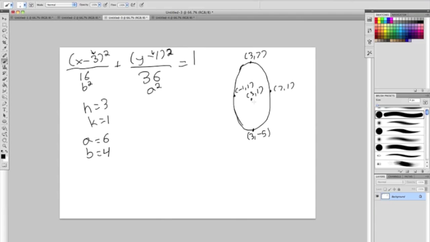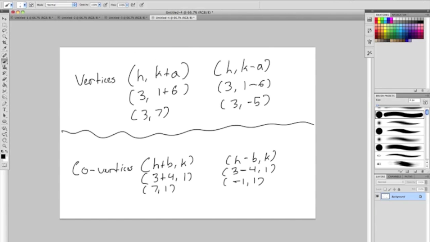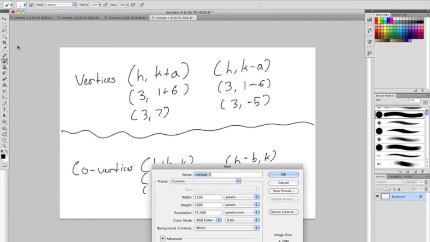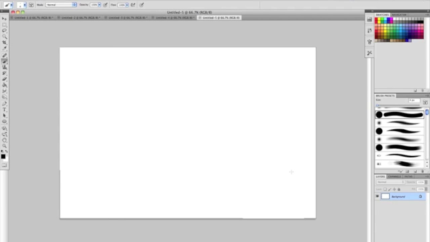And that is how you graph an ellipse. It's really easy. You just have to remember the formulas. Let me just give them to you right now. You can have two types of ellipses, we know, for right now. Horizontal and vertical.